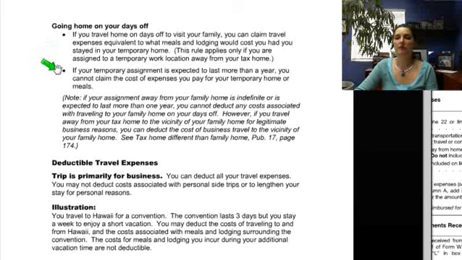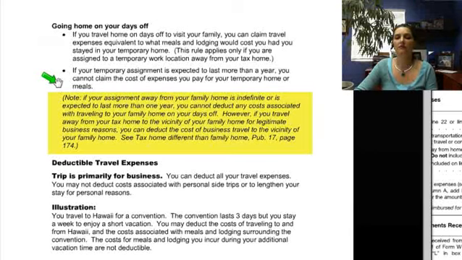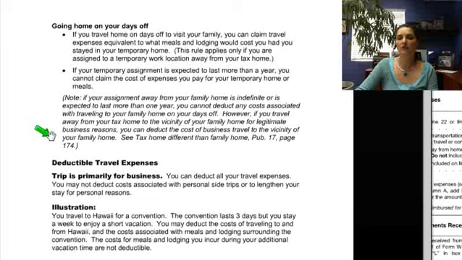If your temporary assignment is expected to last more than a year, you cannot claim the cost of expenses you pay for your temporary home or meals. But note, if your assignment away from your family home is indefinite or is expected to last more than 1 year, you cannot deduct any costs associated with traveling to your family home on your days off. However, if you travel away from your tax home to the vicinity of your family home for legitimate business reasons, you can deduct the costs of business travel to the vicinity of your family home. For more information about this specific rule, see Tax Home Different Than Family Home in Publication 17 on page 174.